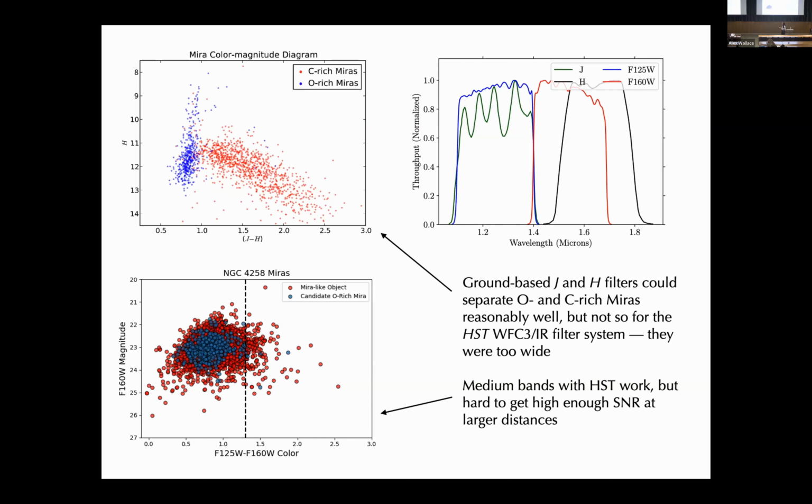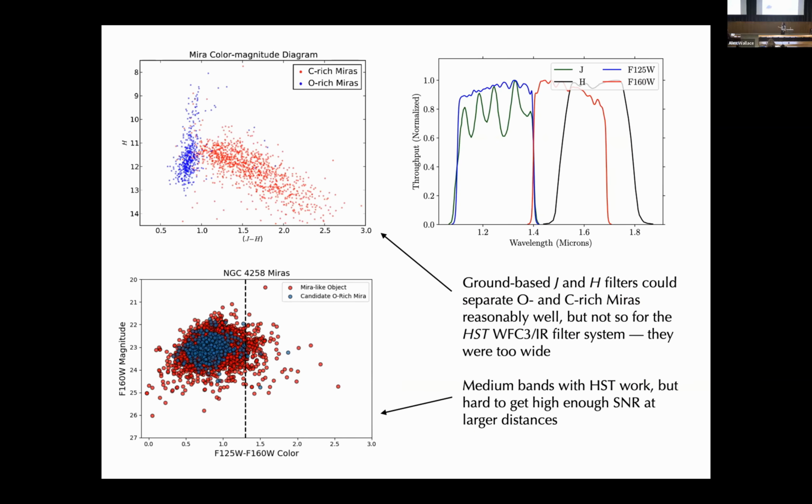So our Miras that we thought were probably O-rich fall right on top of all the other variable stars. And other Miras we weren't sure about in terms of their color or their spectral classification. That's because, as you can see, the F160W and F125W filters are just in different places, so they didn't fit well with the molecular bands that are usually useful for distinguishing these two types of stars.